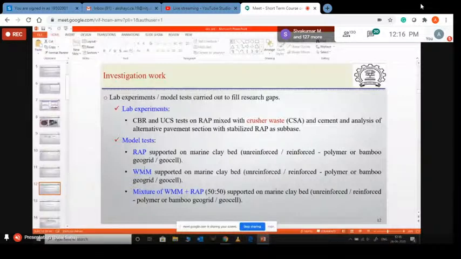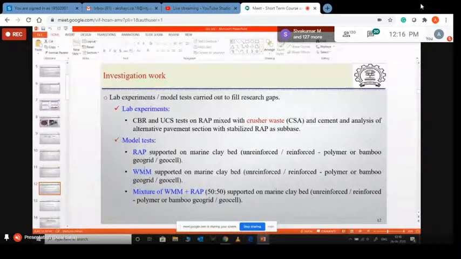Now we'll come to the second part of the presentation, which is related to the model testing. In this model testing, as I said, I have taken the conventional material which can be utilized as base, that is WMM material, and tried to see the performance of WMM, reinforced RAP, and reinforced WMM plus RAP with respect to this base material, that is WMM material, and how the pavement composition can be arrived at.